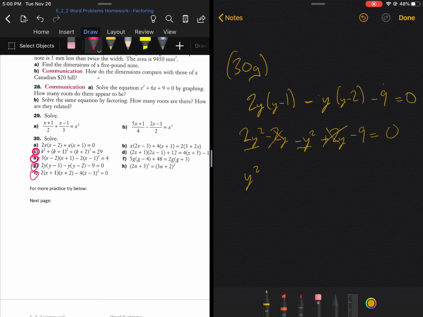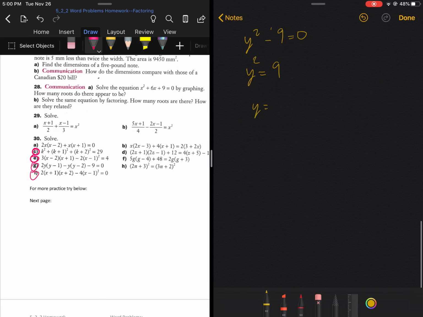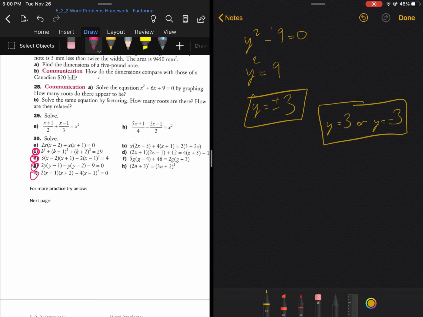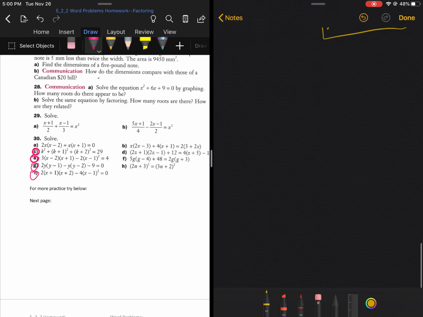Okay, what's our next step? We have y squared. 2y gets canceled out. And we have a minus 9 equals 0. Now we could do difference of squares, but I'm just going to do it the other way. Just bring this over. So y could equal plus or minus 3. That's my answer. y equals 3 or y equals negative 3. Same thing. Both are correct.